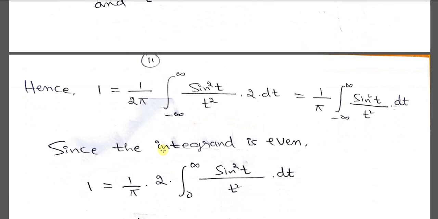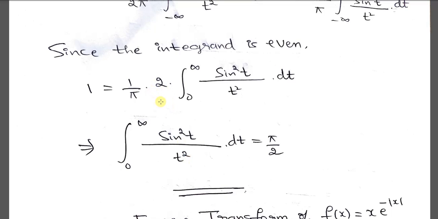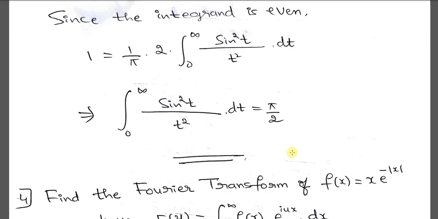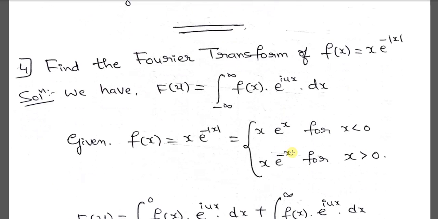So luckily again the function is even, so minus infinity to plus infinity can be written as 2 times 0 to infinity. Therefore after simplification we get the value of integration 0 to infinity sine square t by t square into dt is pi by 2. So this is how we will get the answer. Let's take one more simple problem and we will try to finish.